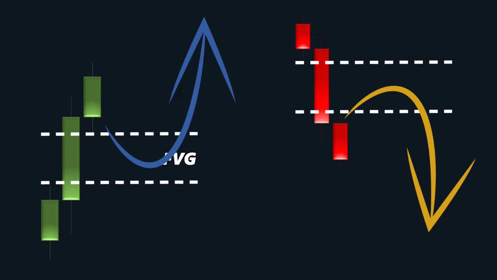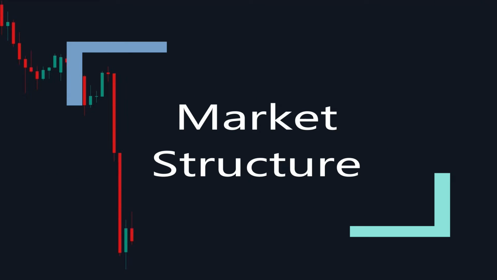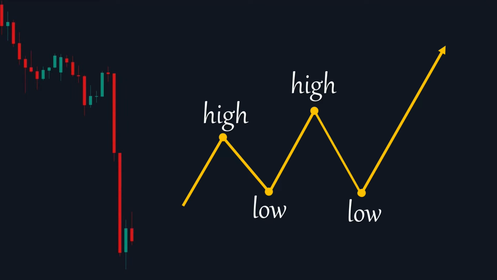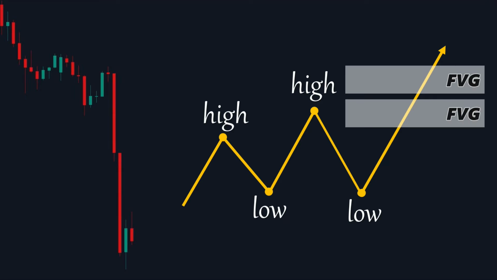Now, let's get to the main topic. Which fair value gap is valid and which one is not? The price never rises or falls in a straight line. Rather, it constantly establishes new highs and lows. Now, after these highs and lows, a fair value gap is established. In a bullish trend, an area overlapping with the high constitutes a valid fair value gap, while in a bearish trend, an area overlapping with the low constitutes a valid fair value gap.